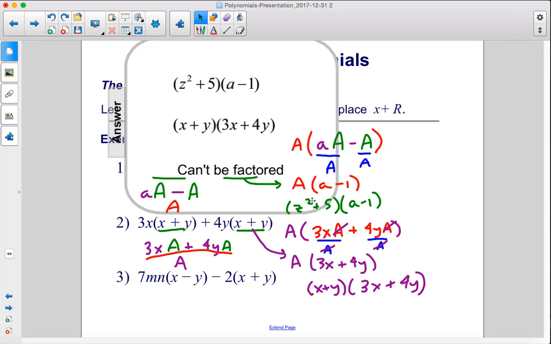So we have (z squared plus 5) times (a minus 1), (x plus y) times (3x plus 4y), and then this cannot be factored because these aren't the same. So these aren't a greatest common factor of these two terms.